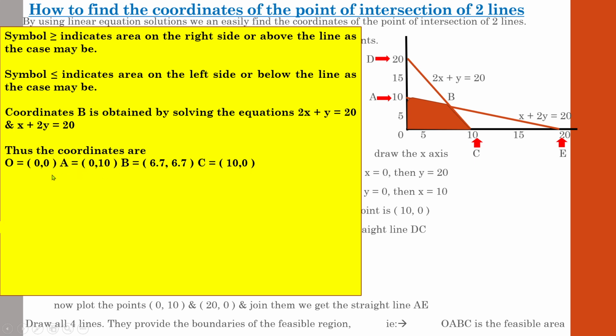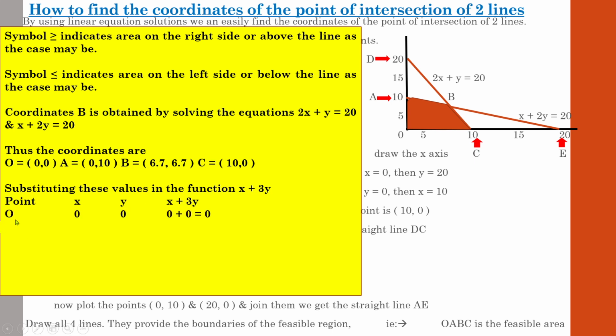Once you have found the coordinates of each of these 4 points, next you need to use the maximization function, that is x plus 3y. That is given in the question. And how are we going to use this maximization function? For that, you have to prepare a table. The table consists of 4 columns: the point column, the x column, the y column, and finally our maximization function x plus 3y.